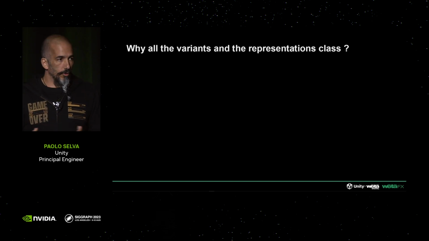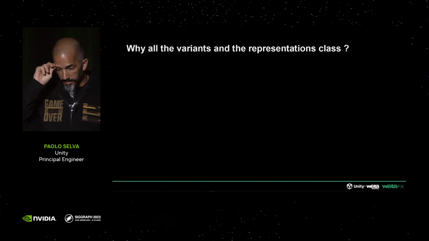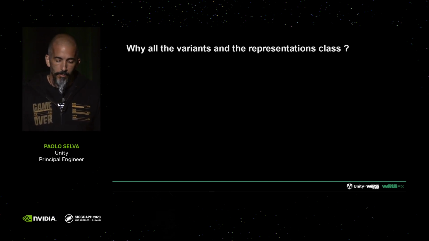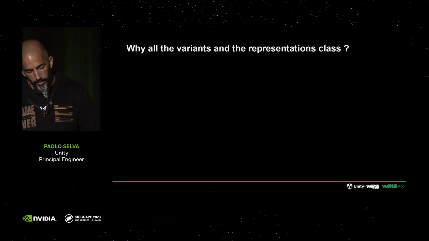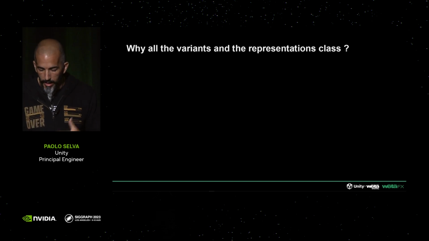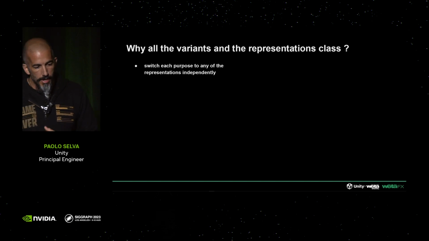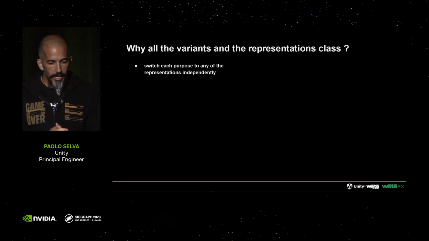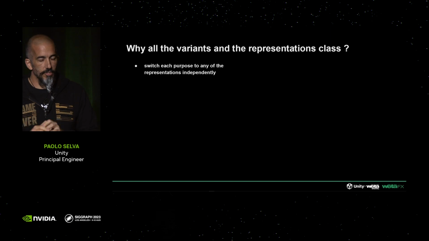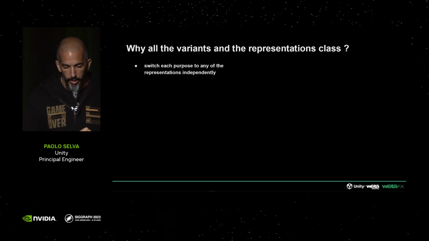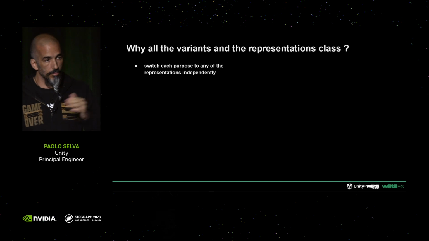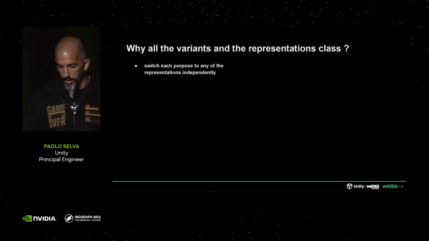Now, why all of those variants and all of those representation classes? We have some requirements that we needed to go through, and we are continuously learning about USD. So all of this that I'm talking about is something that we are reviewing, but it worked for the requirements that we had. We want to be able to switch each purpose to any of the representations independently. So we want the proxy purpose to be switched to model hero, not just the simple lightweight component, but also the render purpose to some proxy level quality representation.